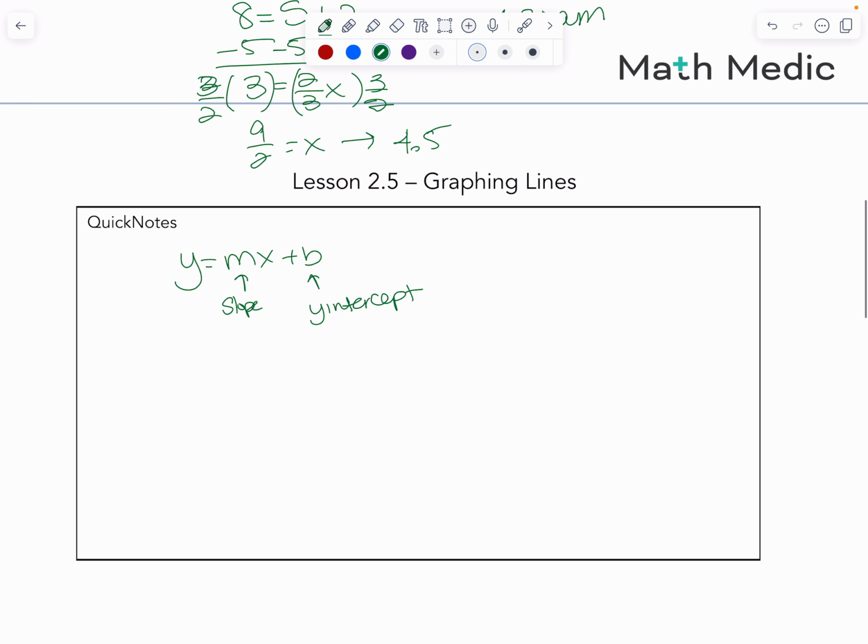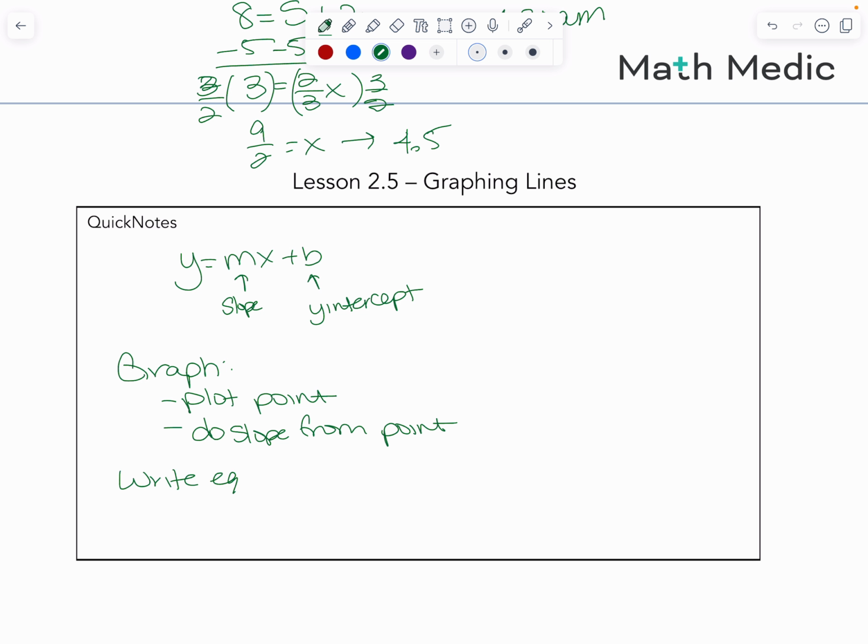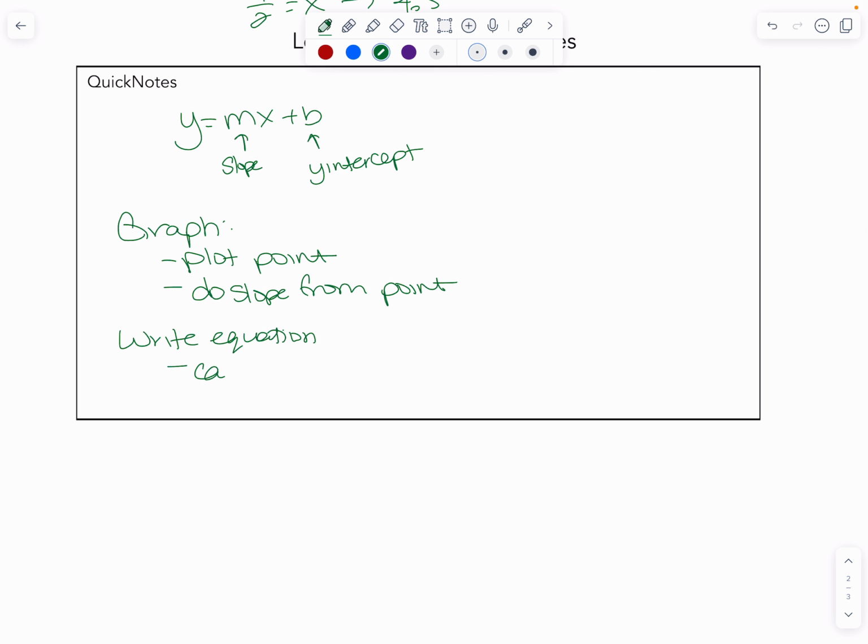To graph a line, we plot the point that's given, and then we do slope from the point. To write the equation, we calculate slope. We find the y-intercept. And then we plug it into y equals mx plus b. And that is it for this lesson.